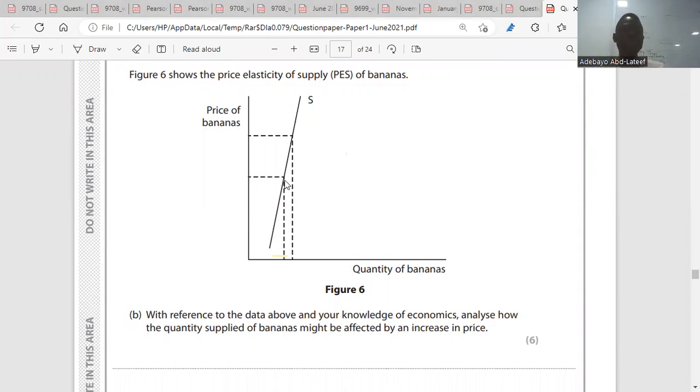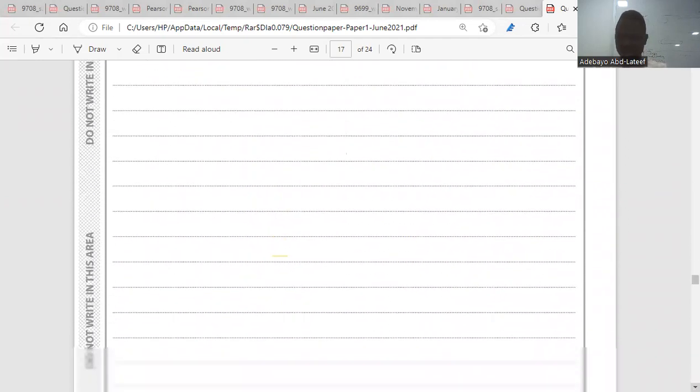So what are the reasons why we could have an inelastic PES despite an increase in price? We might have it because banana is a product that takes time to germinate. So farmers might not be able to supply more bananas despite the fact that there is an increase in the price of banana, because it takes time before bananas germinate. So that's the answer for that. We go to the last question here, which is 4C.